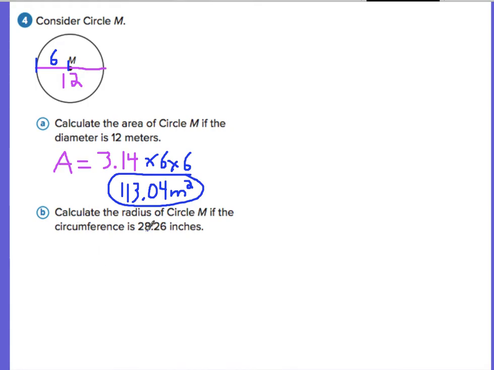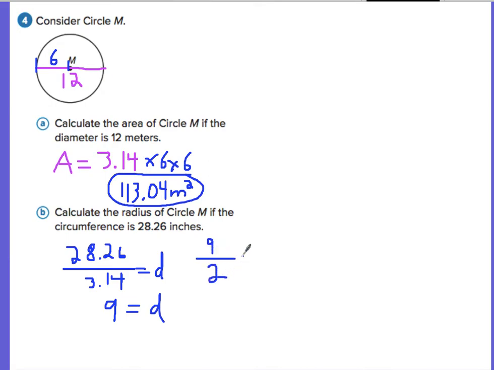Calculate the radius if the circumference is 28.26. So starting with circumference, this one's going to be one of the trickier ones on here. 28.26, we need to divide by pi to get the diameter. Fix up that 4 there. So our diameter here, we get 9. All right, so then we have to divide by 2 to get the radius. All right, then we can find the area.